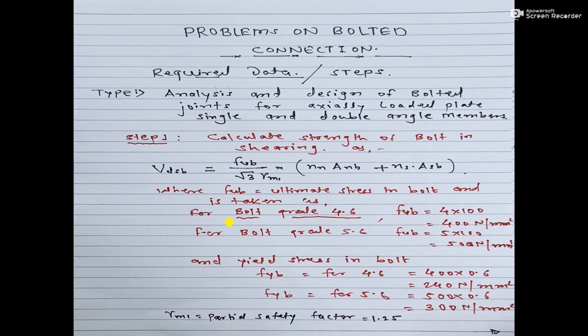In that we have to analyze and design bolted joints for axially loaded plate, single and double angle members, axially meaning the load passes through the center of gravity of the plate section. Here we are going to use single or double angle members. So in that we will start with step 1, that is, we have to calculate the strength of bolt in shearing.